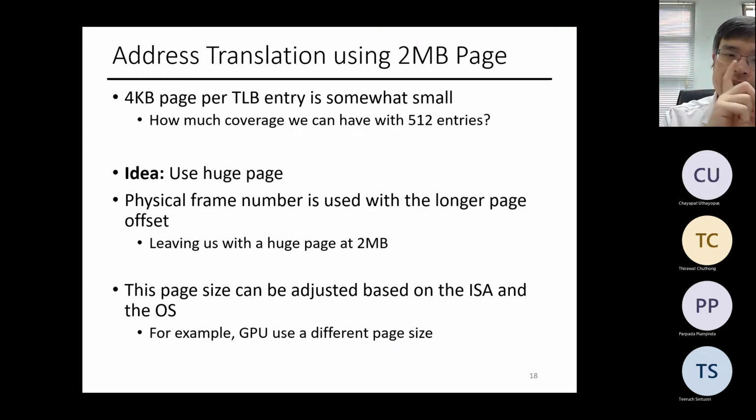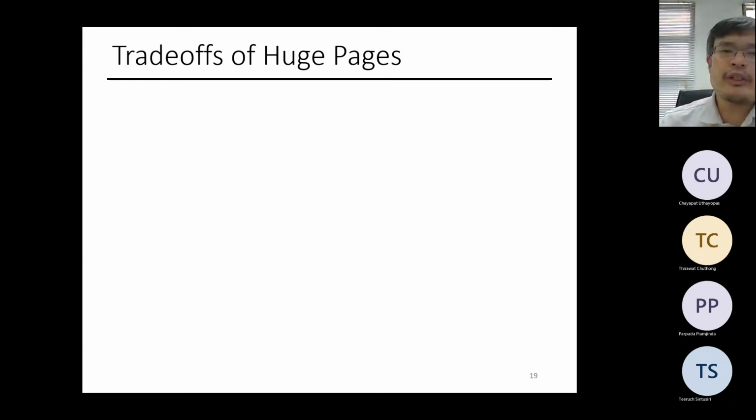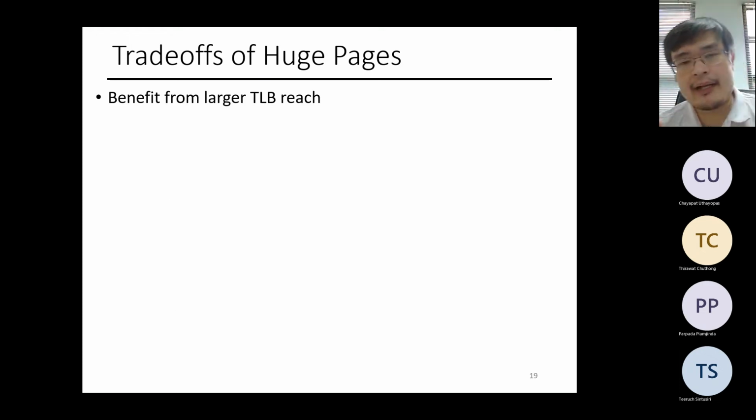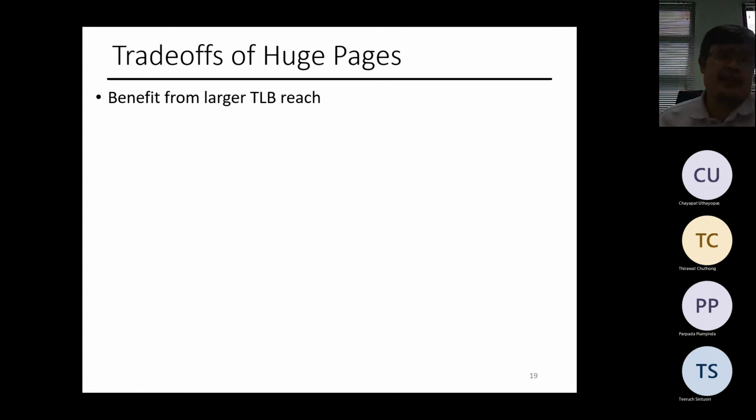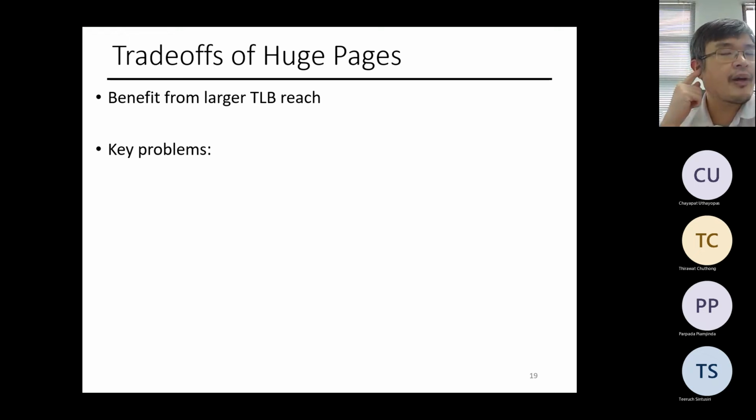In general, but that's going to be a trade-off with huge page, because everything we do in system, everything we do in architecture has trade-off. So what are the trade-offs with huge page? Now your TLB entry would cover a much bigger range. For example, if it's 2 megabytes, it means that one TLB entry would cover 2 megabytes. So let's say you have a really small TLB with even 16 entries, you can then cover a 32 megabyte region, which is a lot more. But here are some key problems.